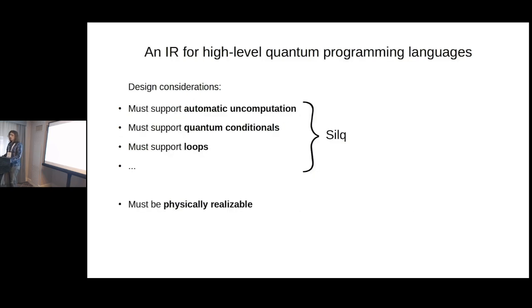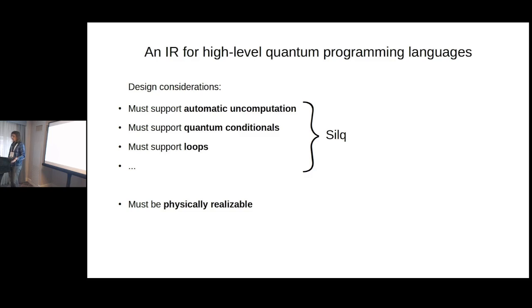So let's look at the intermediate representation we use for our compiler, what our goals are, and what constraints those goals imply. We must support Silq, therefore we must support all the features of Silq. In this talk, we will focus on automatic uncomputation, and quantum conditionals, which are if statements where the condition is a qubit which we don't measure, and instead it's a coherent execution of the if statement. And we will take a look at loops as well.